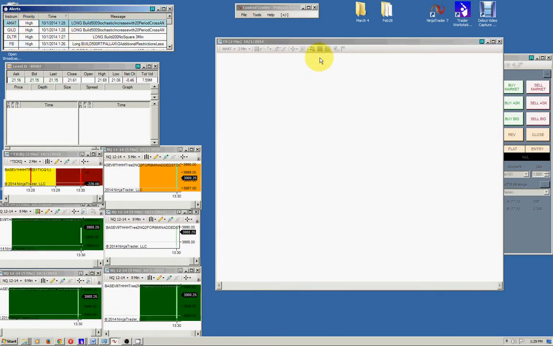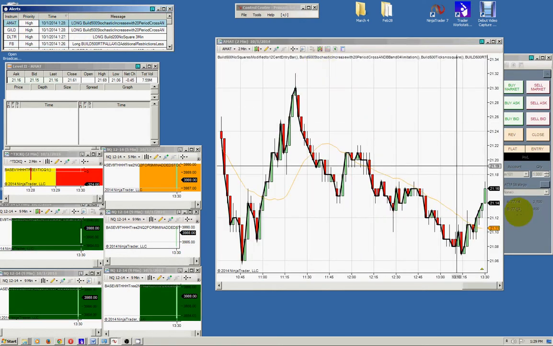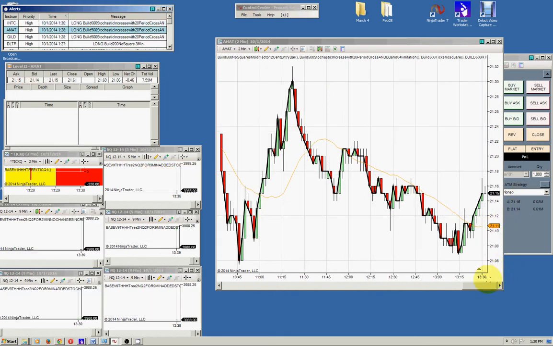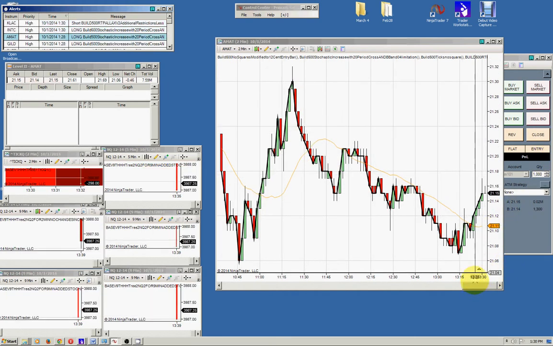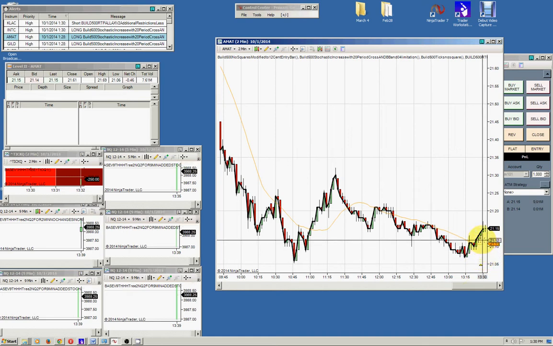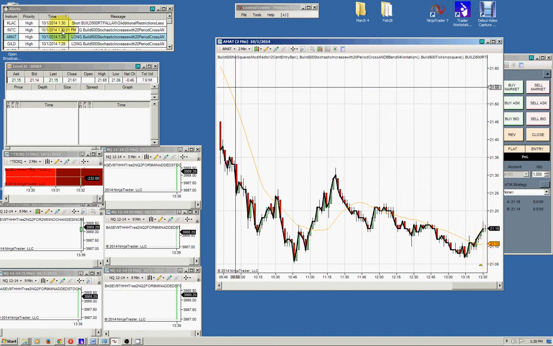Let's switch to AMAT. Again, we don't see any trade signal here, so we're going to avoid that. Oh, there is a trade signal here. It's just lower on the chart. And again, the decision trees are not in our favor here, so we're not going to enter into that.